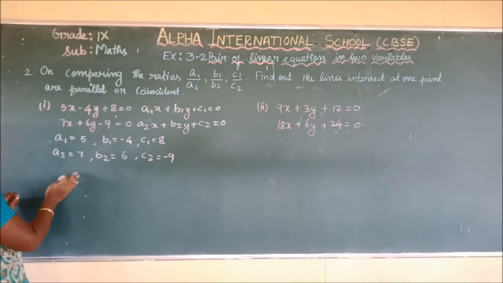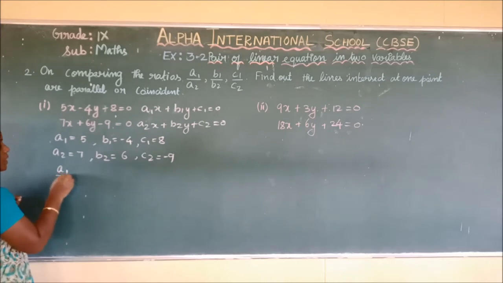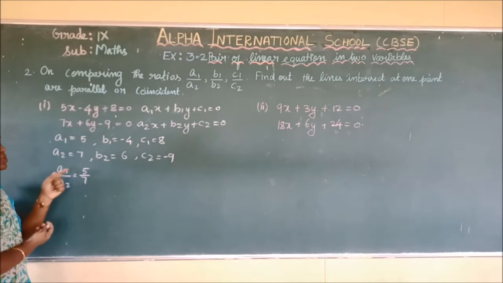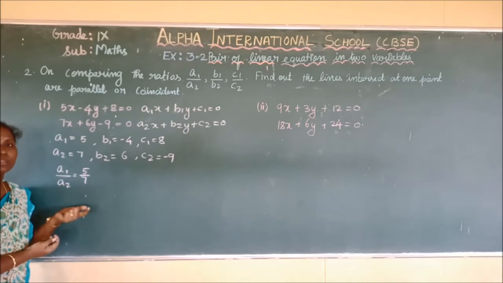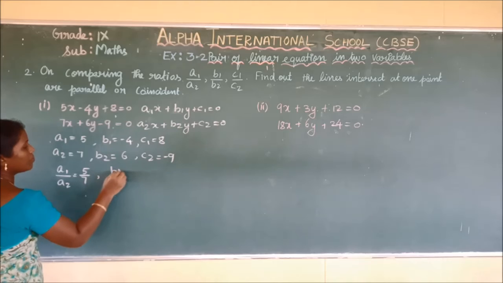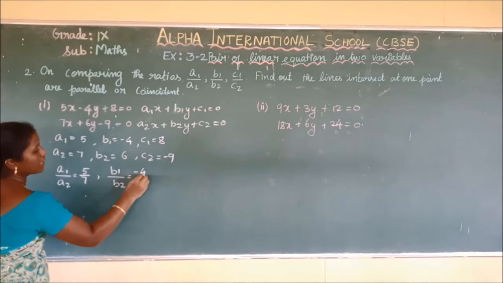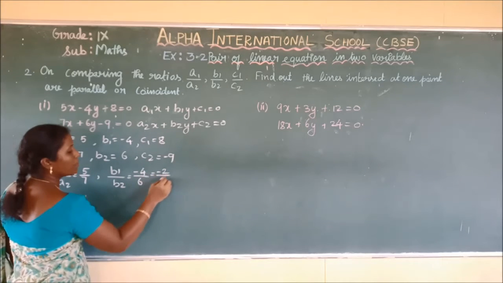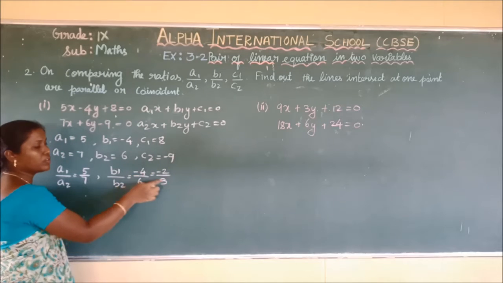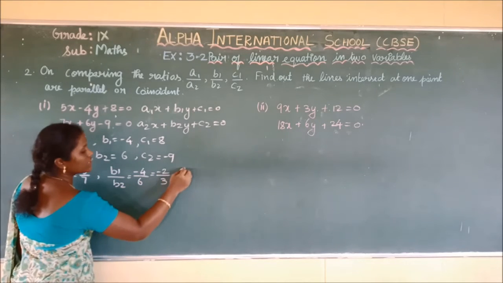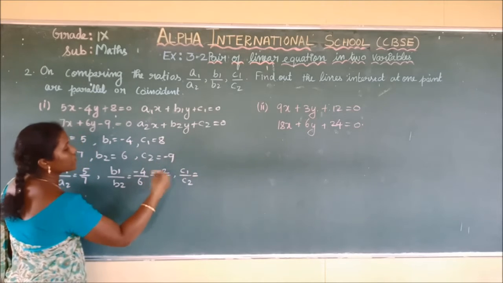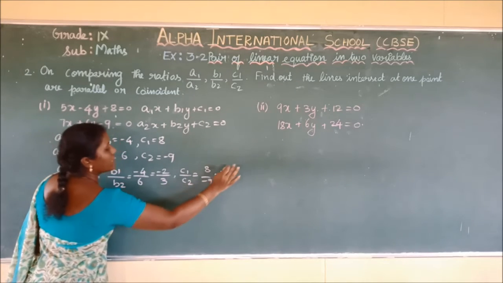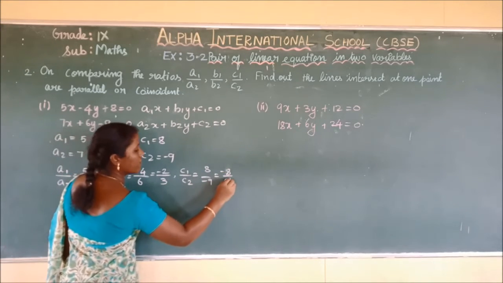Now we'll find A1 by A2. That is 5 by 7. 5 is a prime number and 7 is also a prime number, so it cannot be simplified. Go for the next ratio, B1 by B2. That is -4 by 6, which simplifies by 2 to -2 by 3. And what about C1 by C2? C1 by C2 is 8 by -9, which in standard form is -8 by 9.